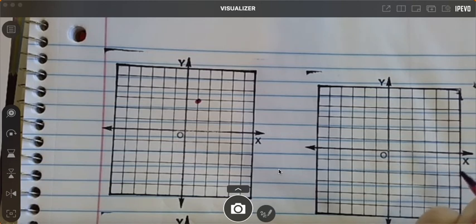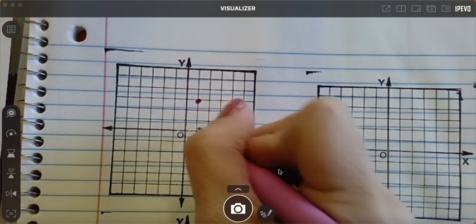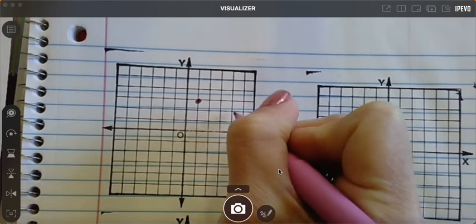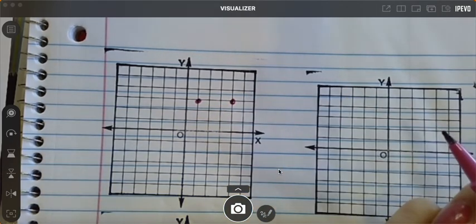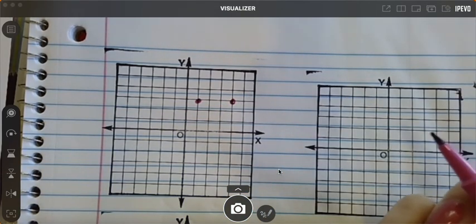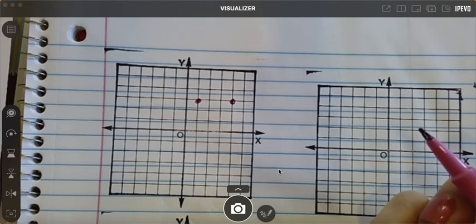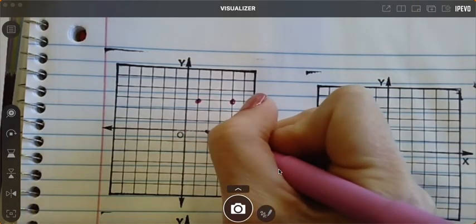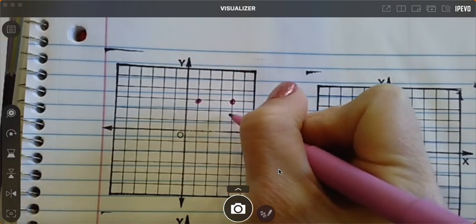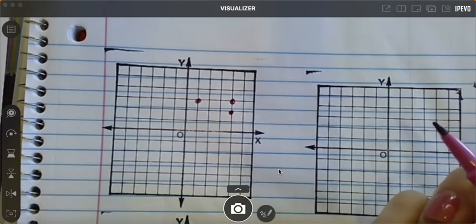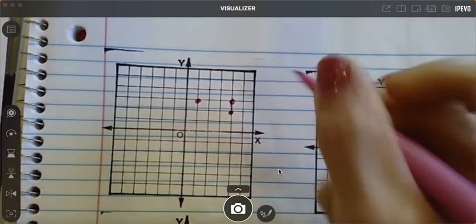Okay, the next ordered pair, Hayden, is 4, 3. 1, 2, 3, 4, up 3. Okay. Then my next ordered pair is 4, 2. So I'm going to go over 1, 2, 3, 4, and up 2. And it's this little triangle. I'm going to draw my triangle.